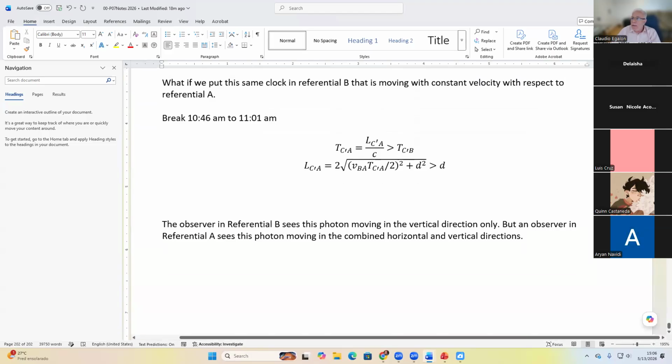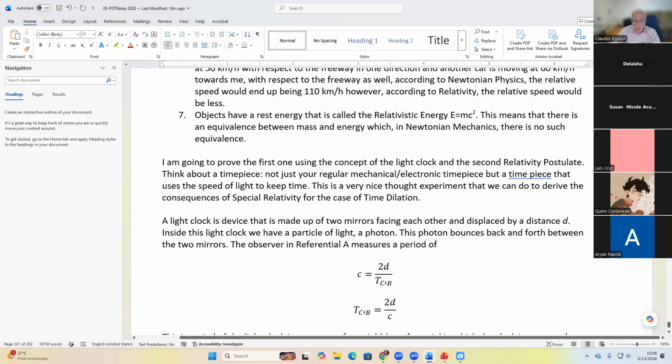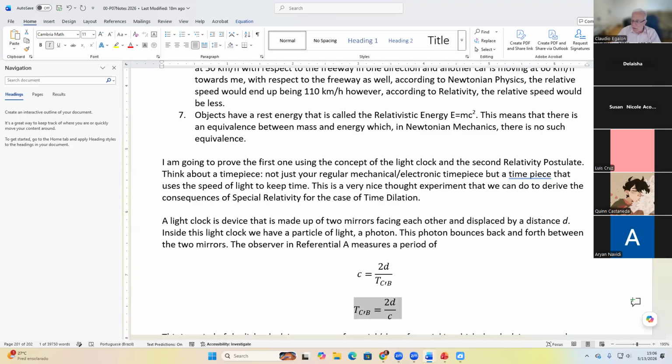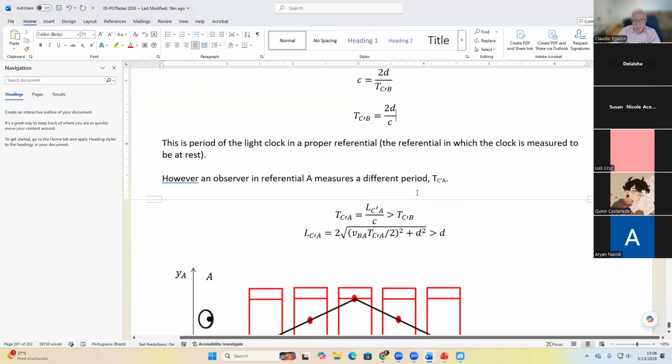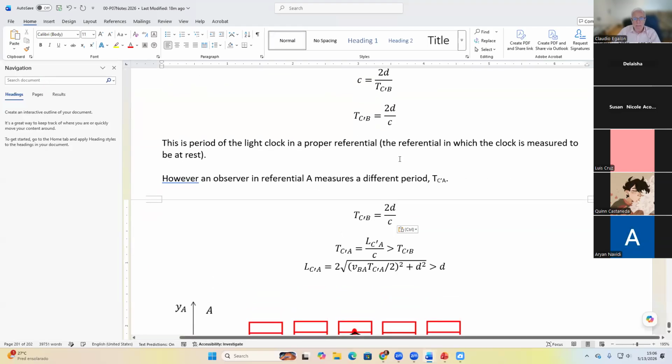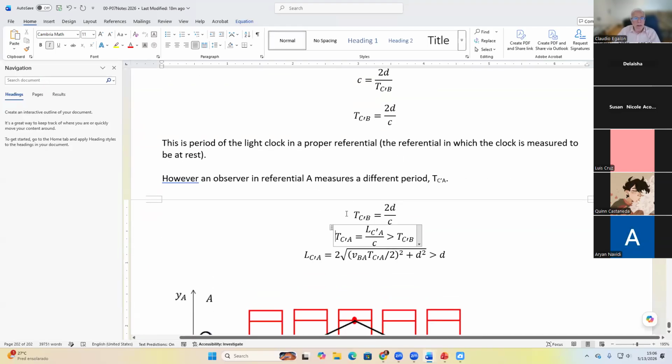Let's not forget that other equation. Here you go. I'm going to put them side by side, next to each other, so we can follow properly. Clock C prime: the period of clock C prime according to the observer in referential B, and the period of clock C prime according to the observer in referential A, right? So let's write down here.